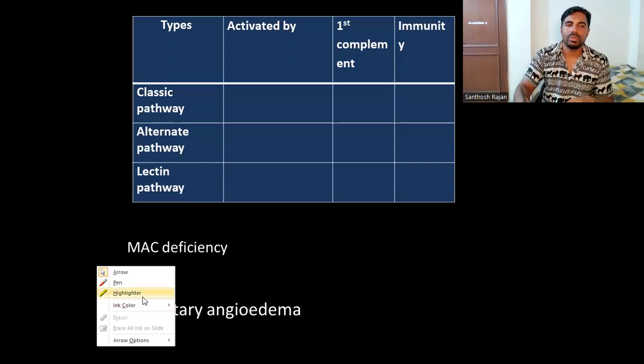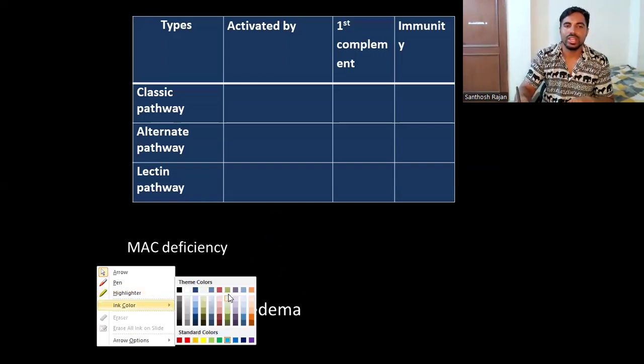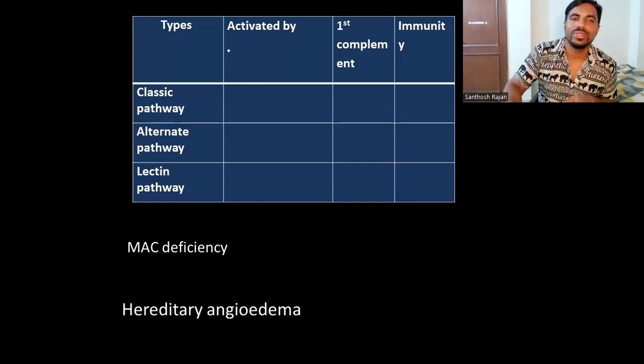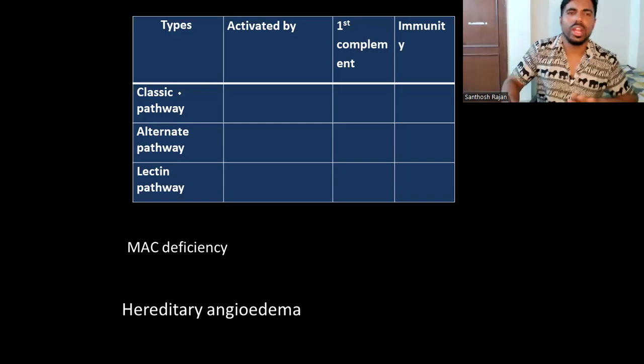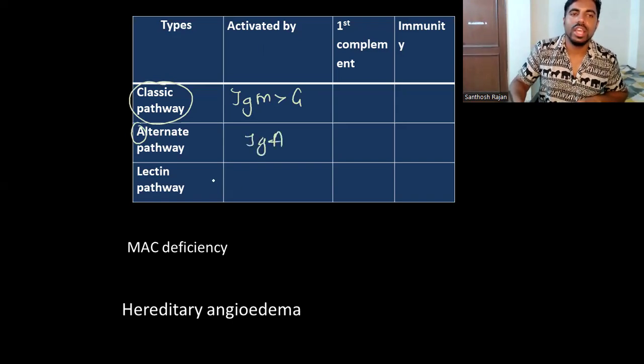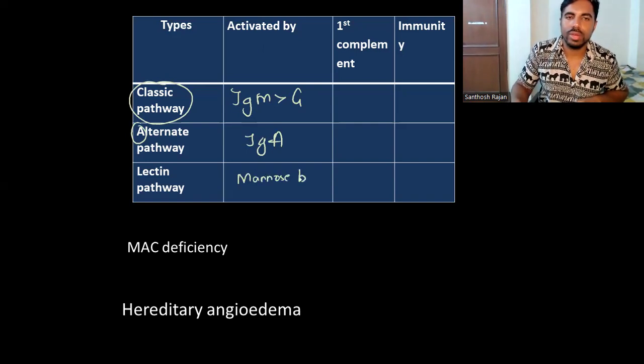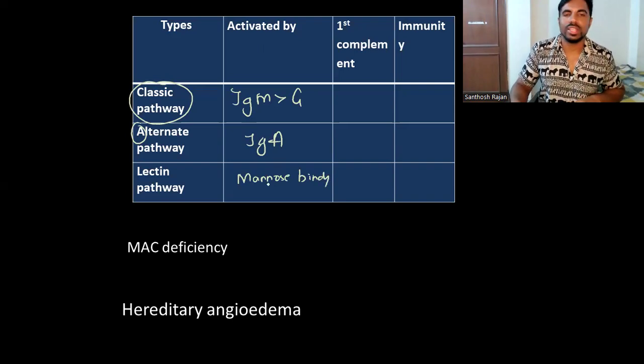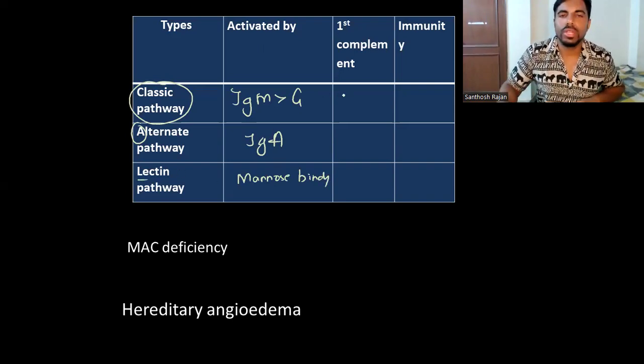Now the complement pathway, you can also expect some questions. They can touch you here and there. It's very simple. Know the basics and you will do it well. The classic pathway is usually activated by which one? It is usually IgM more than IgG, but IgM and IgG. Alternate pathway, A for apple, A for IgA. So it's easy. The lectin pathway is by mannose-binding protein.